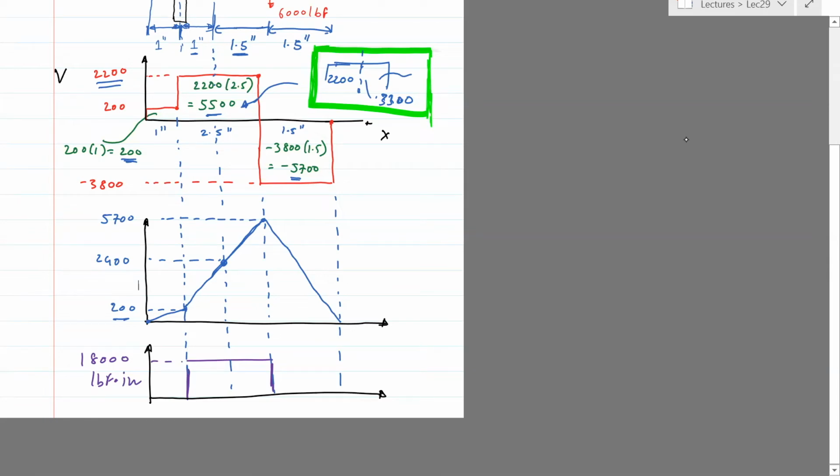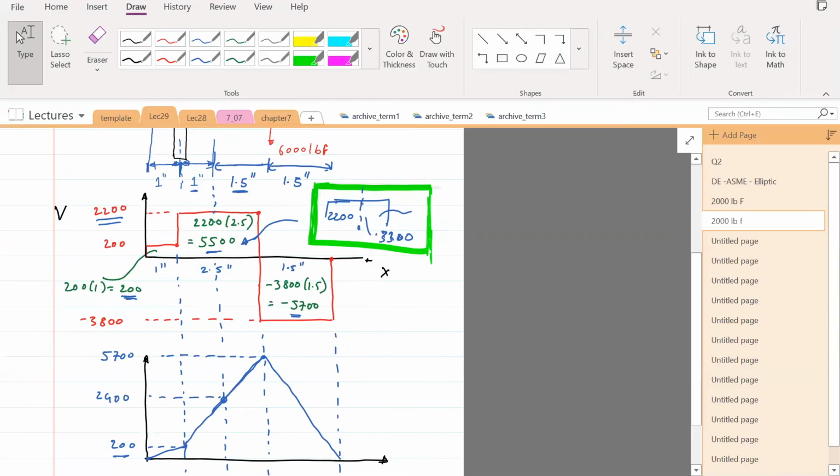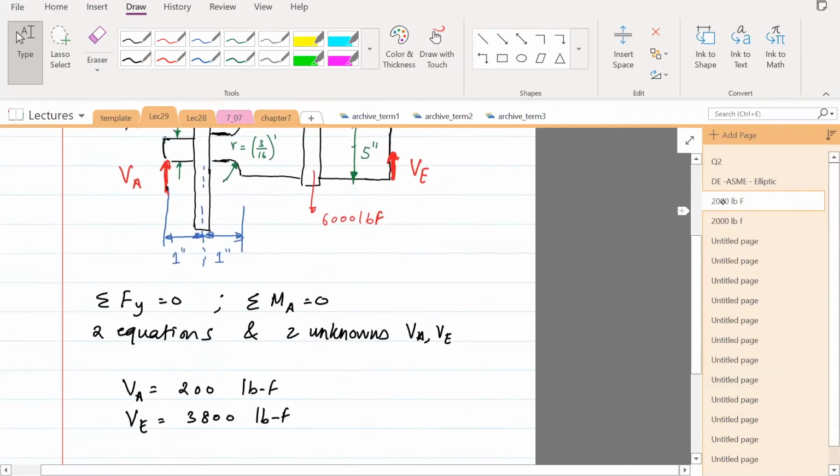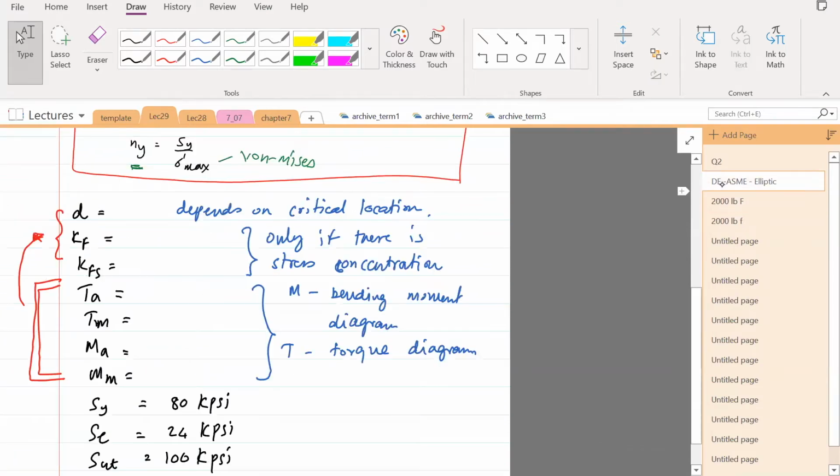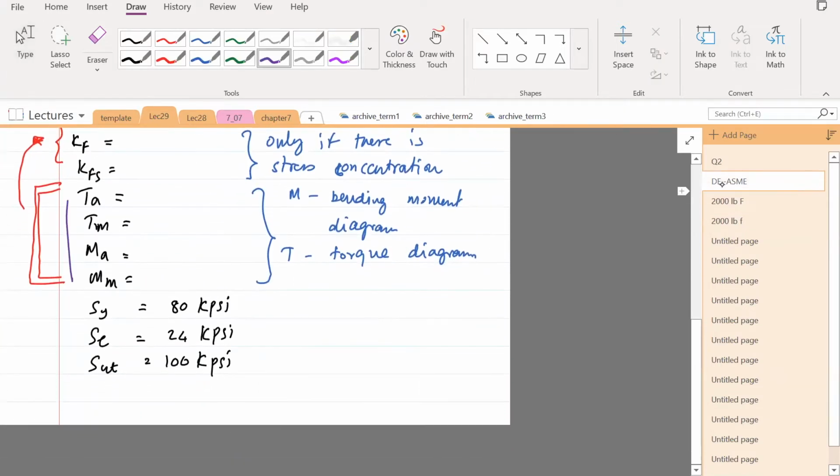Okay, what was the purpose of doing all this? Well, the purpose is to figure out these things, TA, TM, MA, MM. And in order to figure that out, we need to find the point which is going to have the highest stress. Highest stress comes because the TA, TM, MA, MM is the highest.